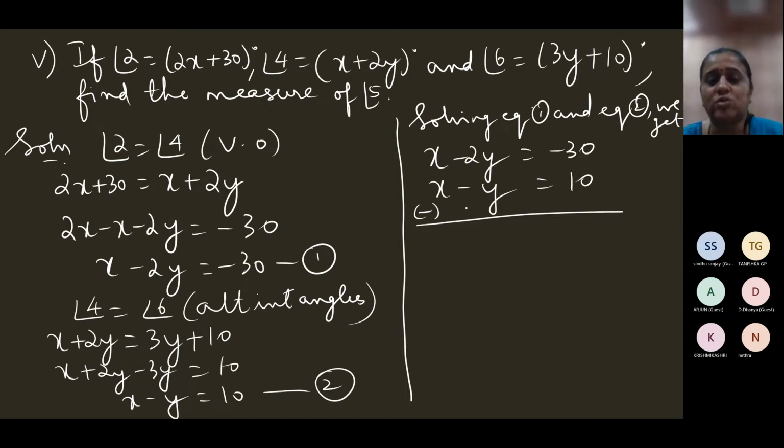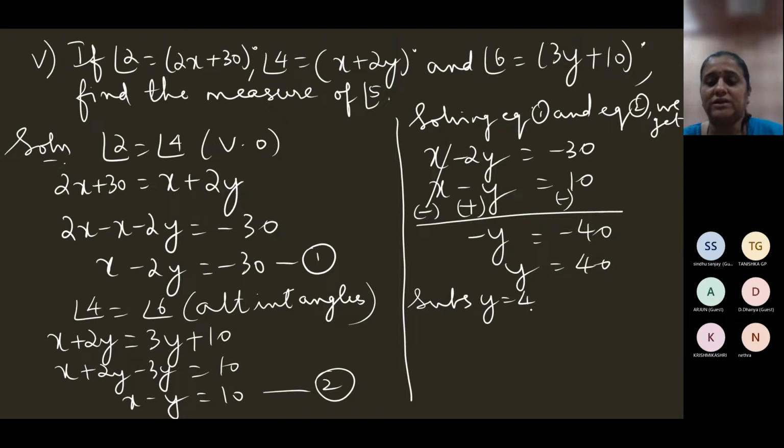So changing the signs throughout in the second equation. Whatever is the sign, take the opposite sign now. x minus x cancels. Minus 2y plus y minus y is equal to minus 40. So y is equal to 40. Now to find the value of x, substitute y is equal to 40 in equation 1 or 2.